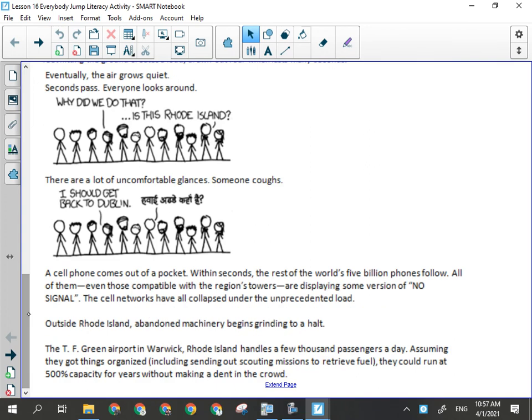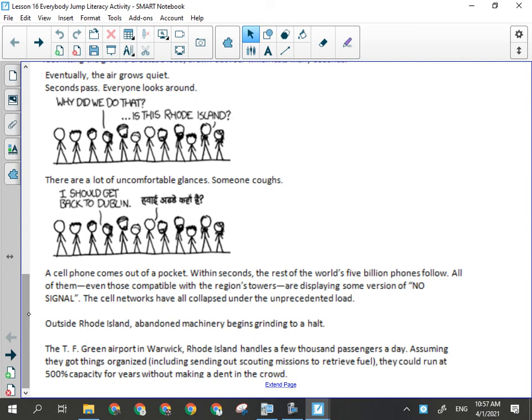Cell phone comes out of a pocket. Within seconds, the rest of the world's 5 billion phones follow. All of them, even those compatible with the region's cell towers, are displaying some version of no signal because the cell networks collapse under the unprecedented load. Outside Rhode Island, abandoned machinery begins grinding to a halt.